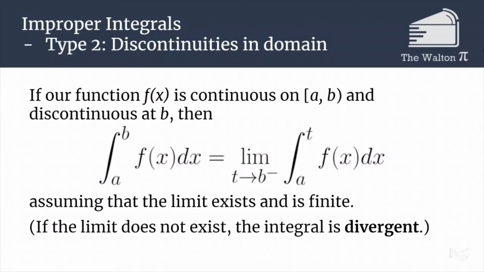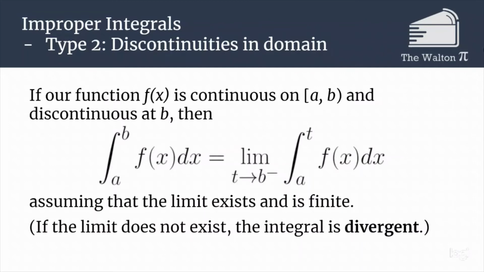So the way that we would define it here is if our function is continuous on the interval from a to b, where it includes a, and discontinuous at b, then we would say that the integral from a to b of f of x dx is equal to the limit as t goes to b from the left of the integral from a to t of f of x dx, assuming that the limit exists and is finite.